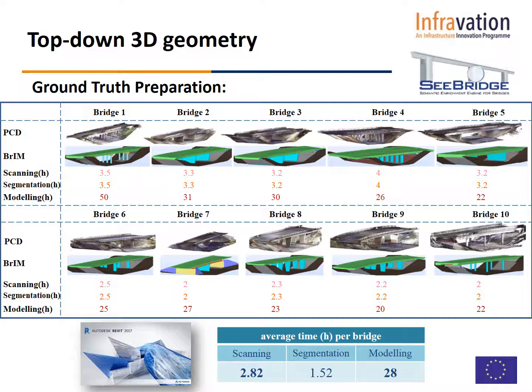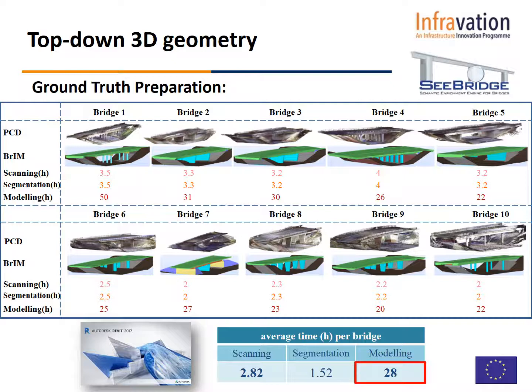How well does this work, and how does it compare against a traditional method? Here in this slide, what you can see are 10 different bridges that were scanned in Cambridge. In the top of each row, you can see the original laser scan of the bridge. Then the second row will be the IFC model that we've created, which represents the actual bridge. And then below that, you can see the timing for scanning of the bridge, segmentation of the bridge, and ultimately IFC modeling once we've been able to segment the bridge.